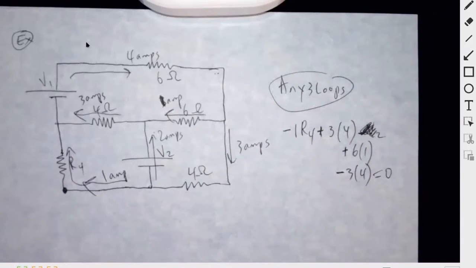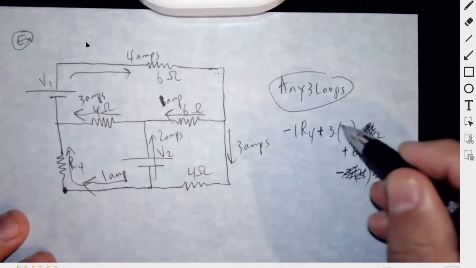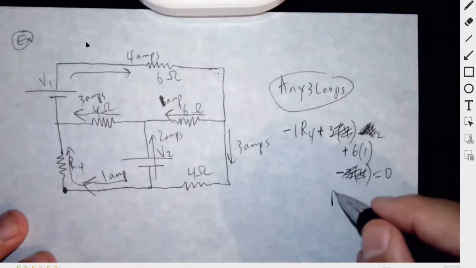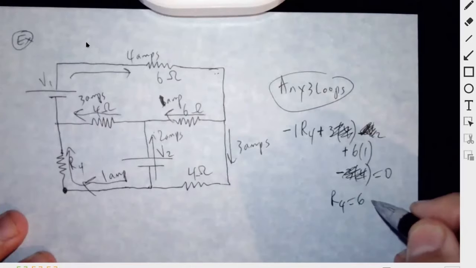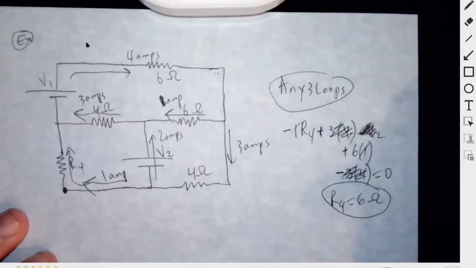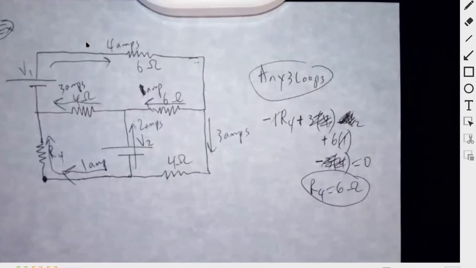So actually, these are simpler. So then you're just going to get what? 12 minus 12 cancels. So then you're going to have R4 is equal to 6 ohms. That's it. 6 ohms. Right away. So in this case, I didn't need to set up 3 equations and 3 unknowns.